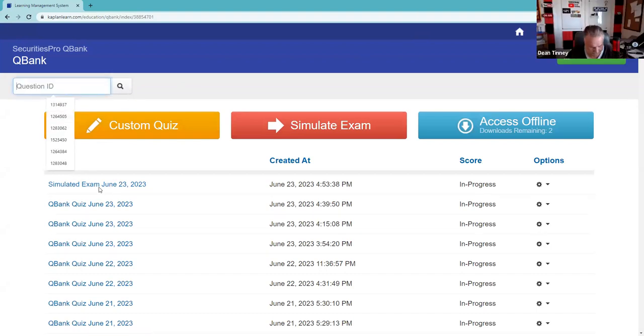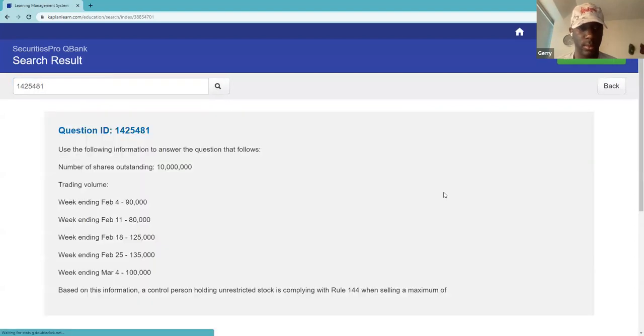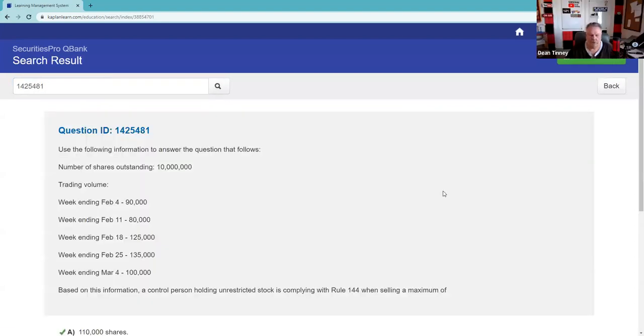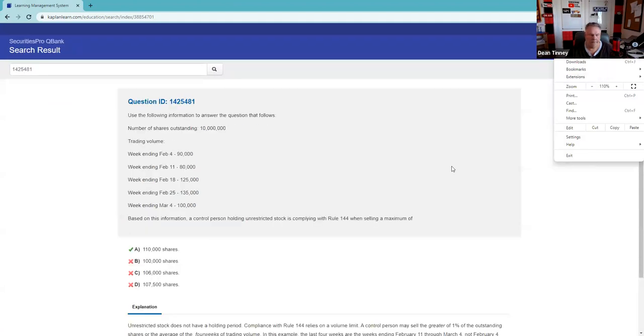First one, the first one's 1425481. You should definitely know 144. Let me shrink this down. I have it big because when I share with people, they sometimes are on their cell phone. Okay, so this is called Rule 144. A good way to remember this is 144. Once I file this form, it's good for 90 days.